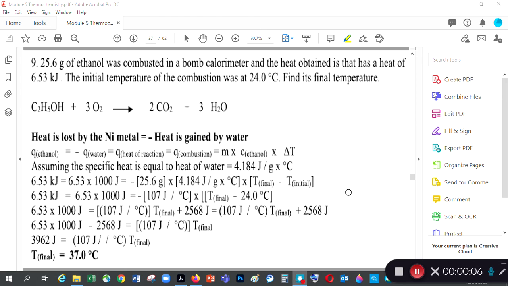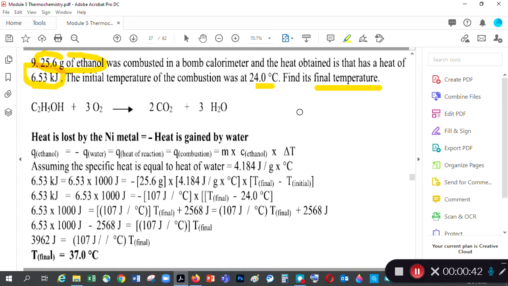Now we'll continue on part two of module five, thermochemistry. As you can see, there's another example here. We are still on the calorimeter. We have 2.56 grams of ethanol combusted in a bomb calorimeter, and the value of the heat obtained is 6.53 kilojoules. Initial temperature is 24. Find the final temperature.